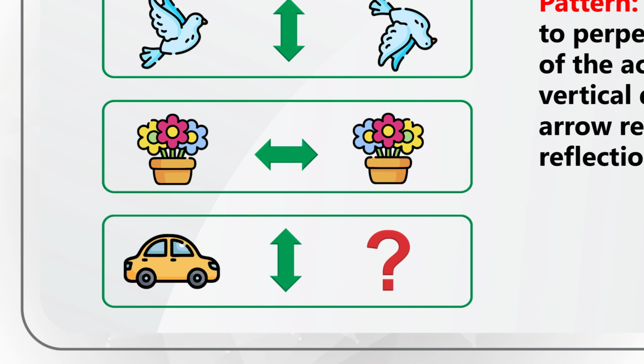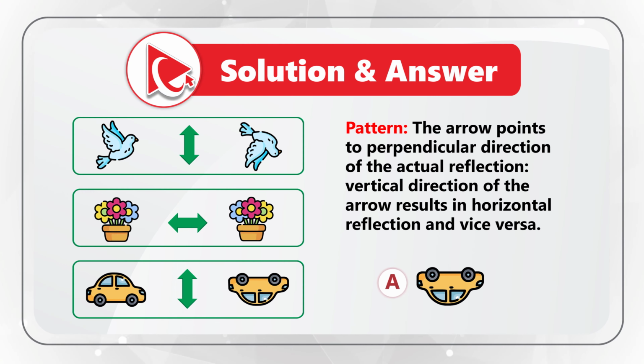Let's look at the third row to get to the correct answer. Because arrow goes from top to bottom, we need to use horizontal reflection, which means that the correct answer here is choice A. Did you get to the same answer? If not, please make sure to post your answer and rationale in comments.